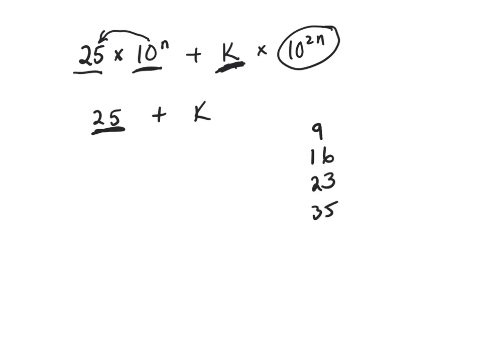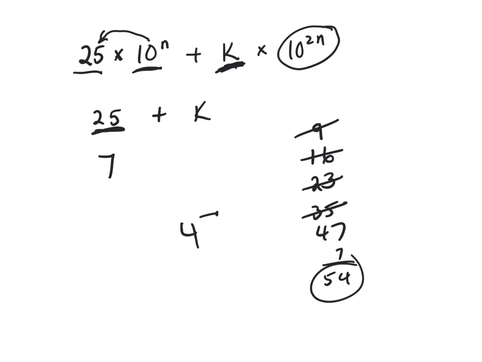23, 35, and 47. So the sum of my digits is 7. That doesn't work. And that gives me 23. That doesn't work. And that gives me 30. That doesn't work. And add 7 to that. That's 42. That doesn't work. And 47 plus 7 is going to be 54. That works. So the answer is 47.